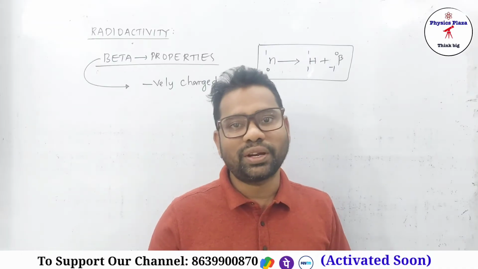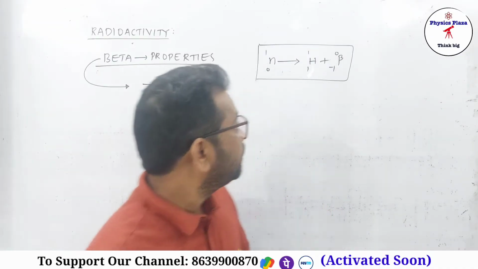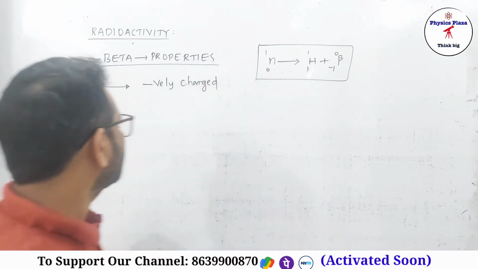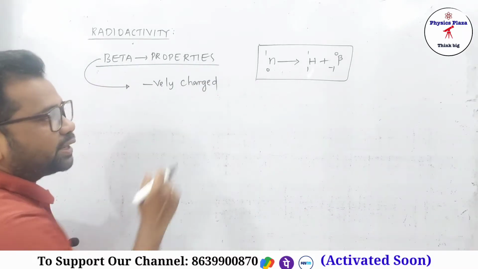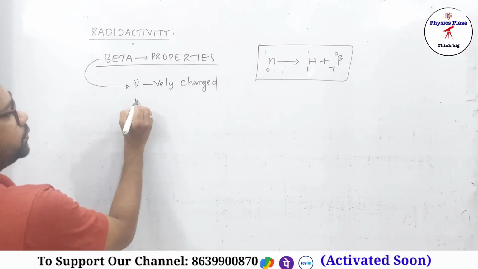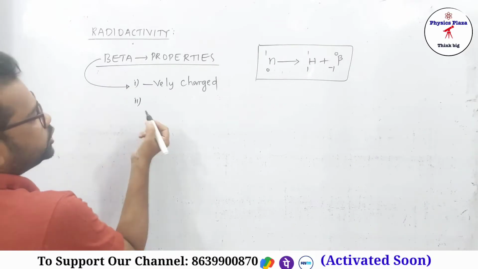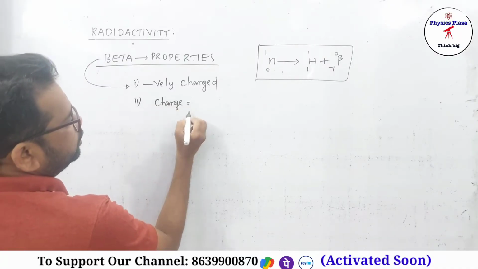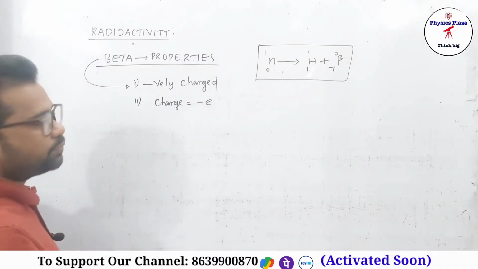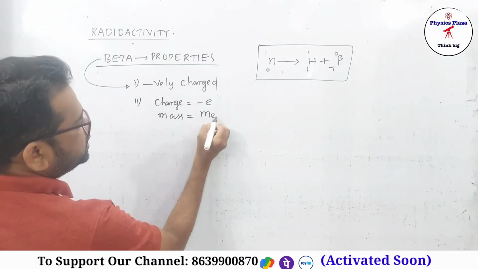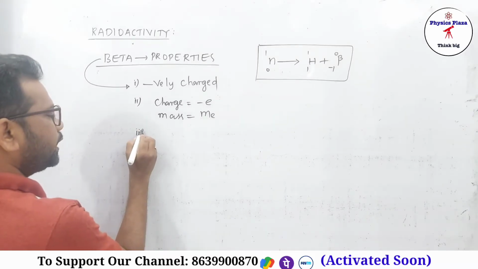So this point is very important. Once again, we will take this point when we are discussing the beta decay. First, let us see the properties. So these are negatively charged particles. First point, negatively charged particles. Fine, children. Now, as I told you, the charge is equal to the electron charge, and even the mass is equal to the mass of the electron only.